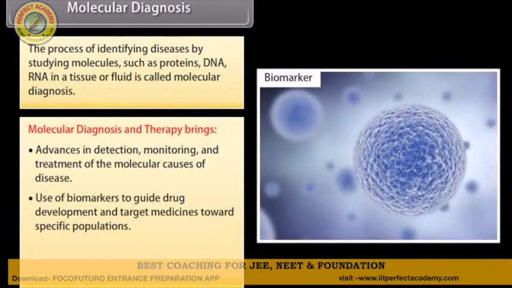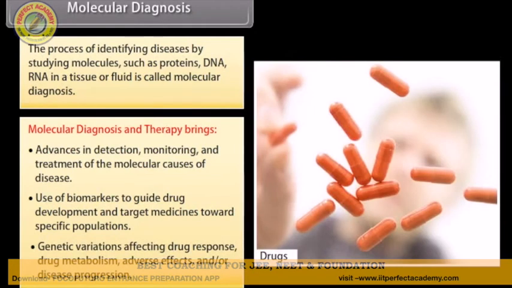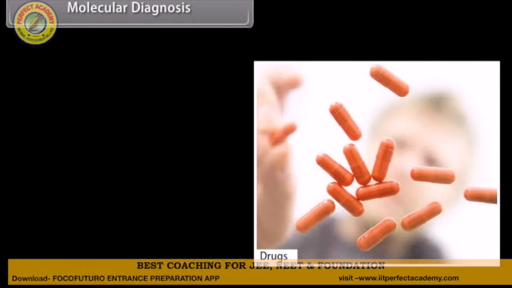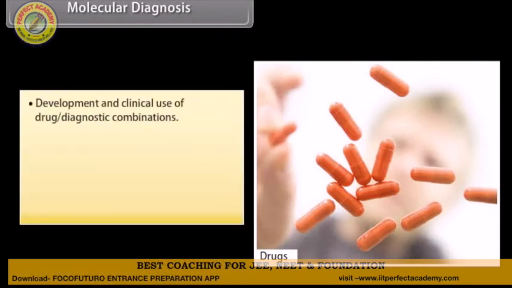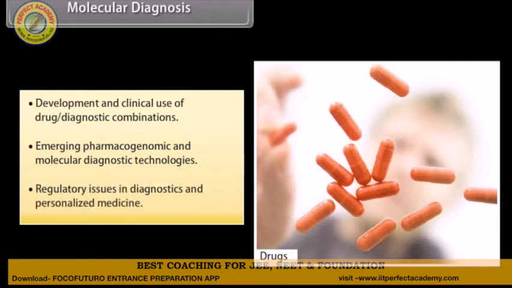Use of biomarkers to guide drug development and target medicines towards specific populations. Genetic variations affecting drug response, drug metabolism, adverse effects, and/or disease progression. Development and clinical use of drug diagnostic combinations. Emerging pharmacogenomic and molecular diagnostic technologies. Regulatory issues in diagnostics and personalized medicine.